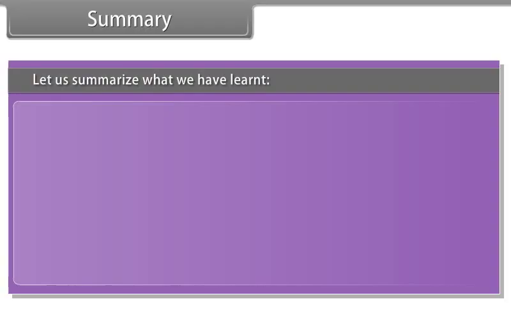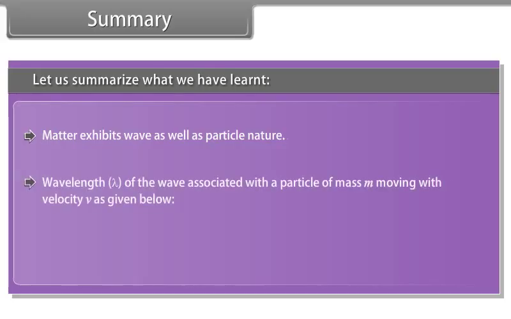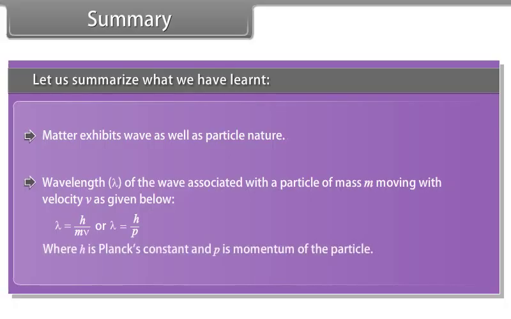Summary. Let us summarize what we have learned. Matter exhibits wave as well as particle nature. Wavelength of the wave associated with a particle of mass m moving with velocity v is as given below, where h is Planck's constant and p is momentum of the particle.